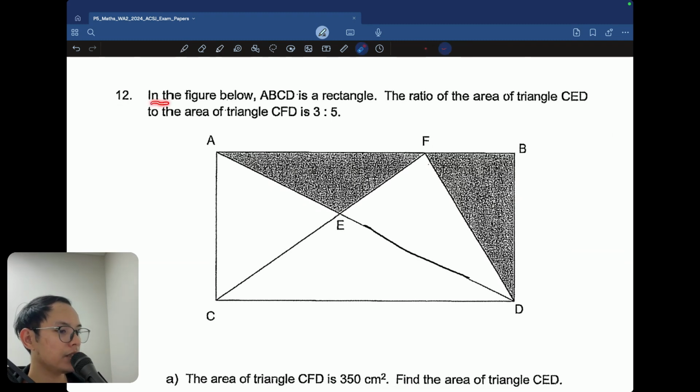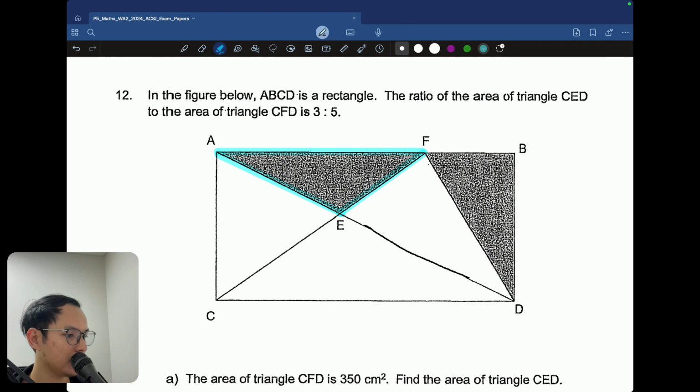Over here in question 12, in the figure below, ABCD is a rectangle. The ratio of the area of the triangle CED to the area of the triangle CFD is 3 to 5. Okay, so CED, let's make it highlighted a bit, right? This, and this. This is a bit too big, so I'm going to make it smaller. This, and this.